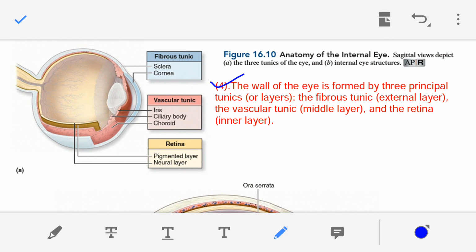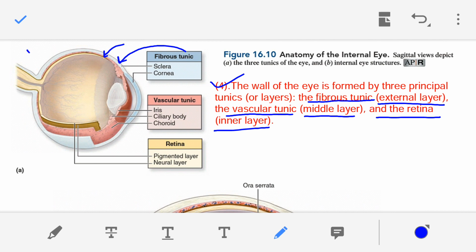Now the wall of our eyeball is formed by three principal tunics, or we can say the eye wall is made up of three layers. The outermost layer, or tunic, is known as the fibrous tunic, also known as the external layer. Then the middle layer is known as the vascular tunic. And the last one is the inner layer, which is known as the retina.